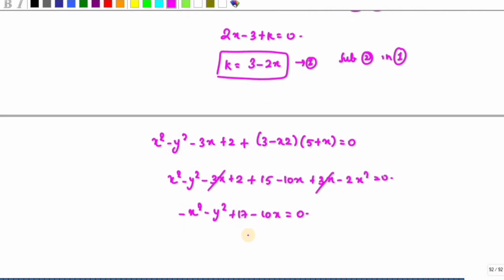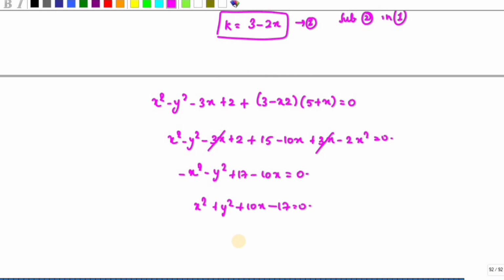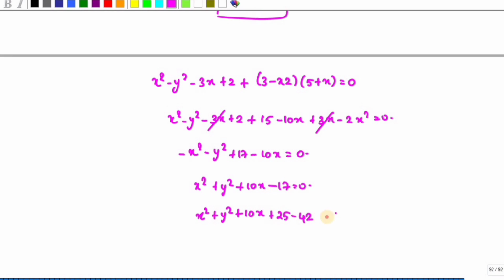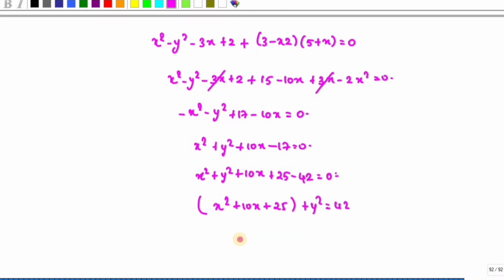So if I multiply by minus on both sides, I will get x square plus y square plus 10x minus 17 is equal to 0. So I need to solve this equation. So x square plus y square plus 10x plus 25 minus 25 minus 17, I can write it like this. So x square plus 10x plus 5 square, that is 25, plus y square is equal to 42. So this I can write as x plus 5 the whole square plus y square is equal to 42.